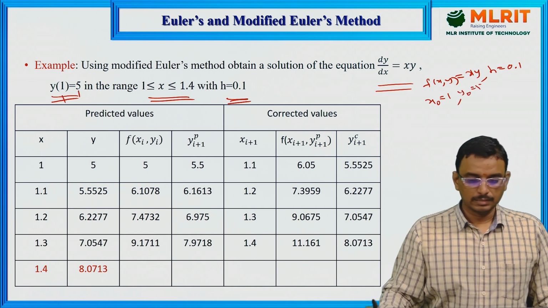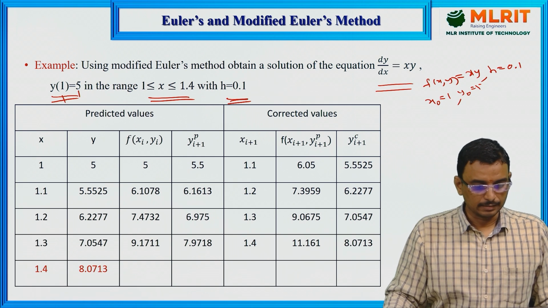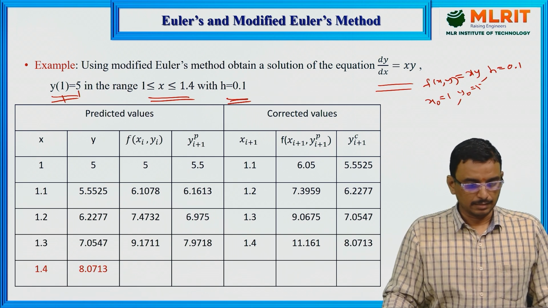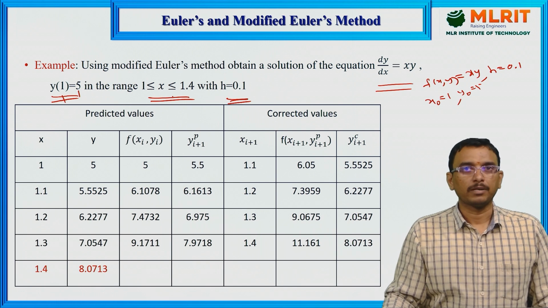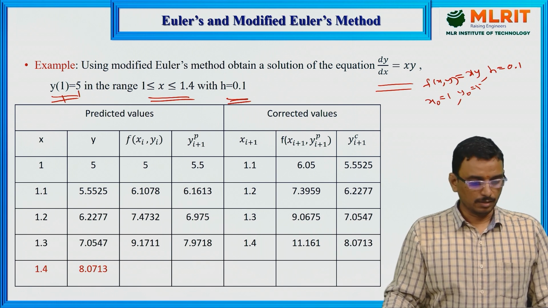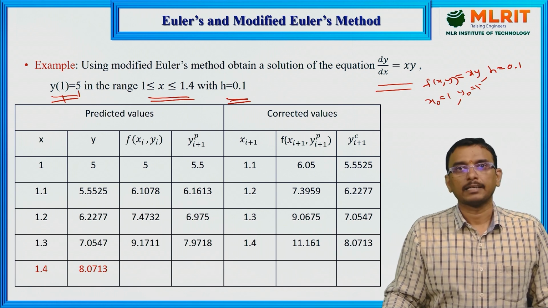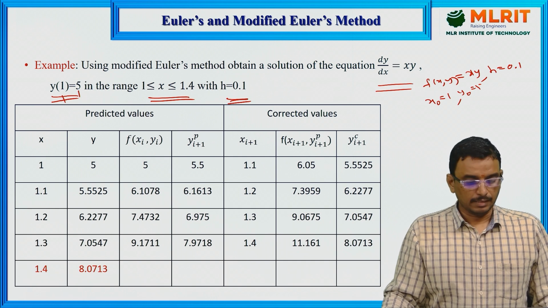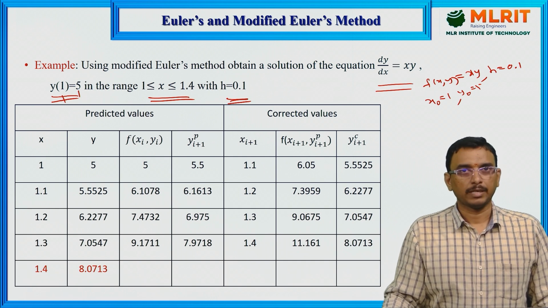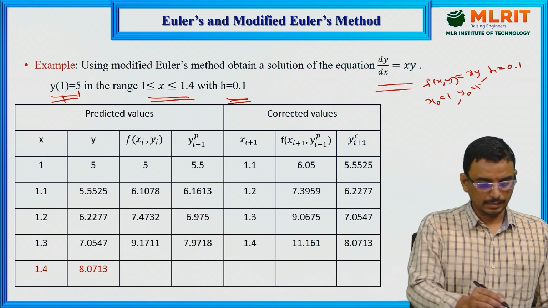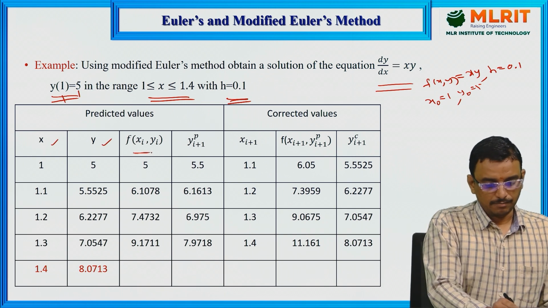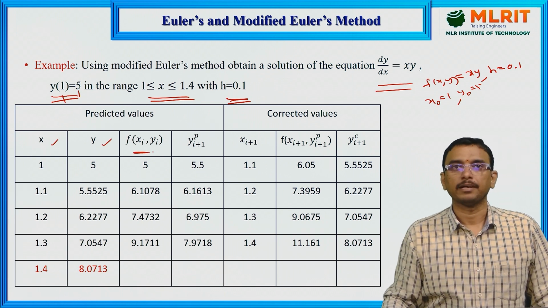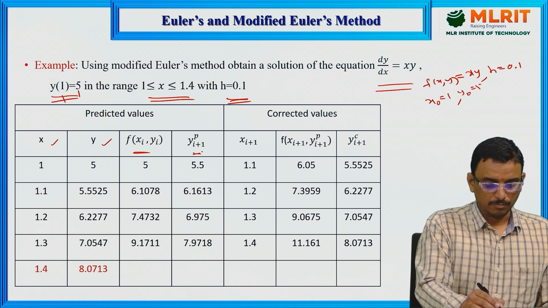Using this data, we are calculating the solution of the given differential equation in the interval 1 to 1.4. We can use the predicted and corrected values so that we can easily get the data. Using predicted and corrected values, we get the table like this: the given xi values and yi, then we find f of xi and yi, and this is yi plus 1 of p.